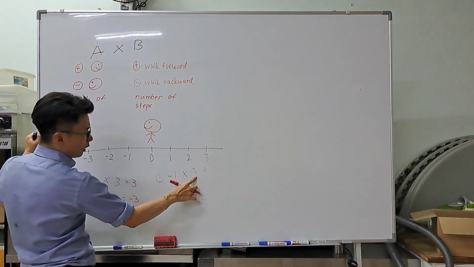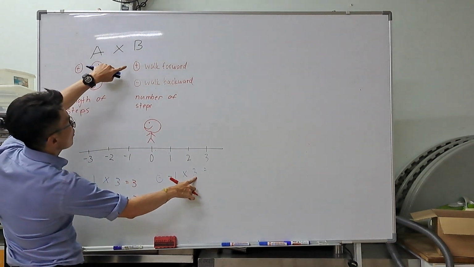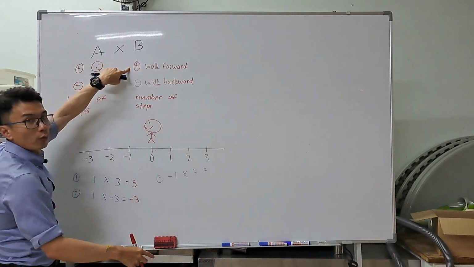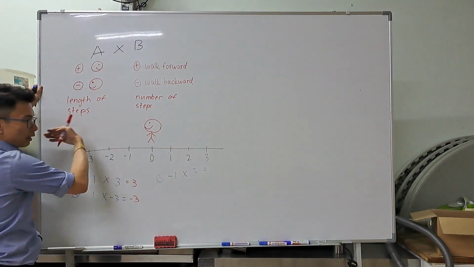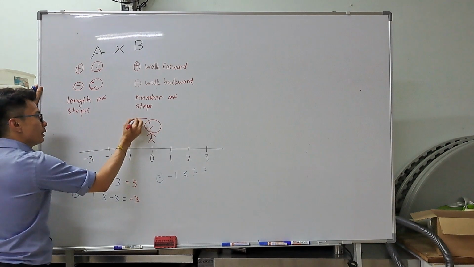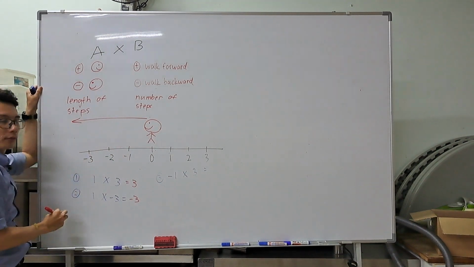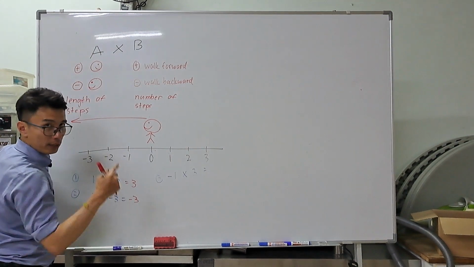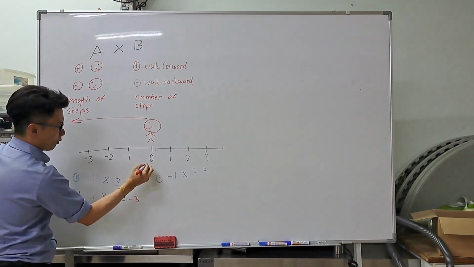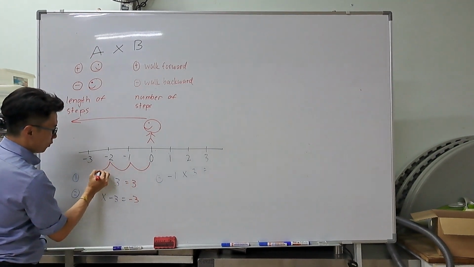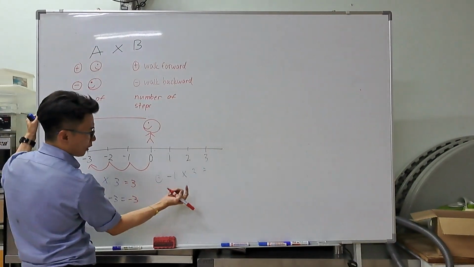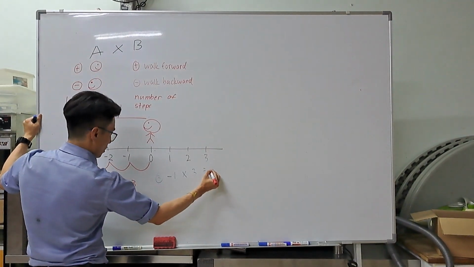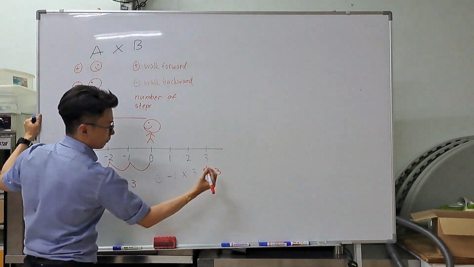And 3 is a positive number. Positive number means I am walking forward. Since I am facing the left-hand side, my forward is this direction, and I am moving 3 steps forward. Every step I take is 1 unit, so it will be 1, 2, and 3. And true enough, negative 1 times 3 is negative 3.